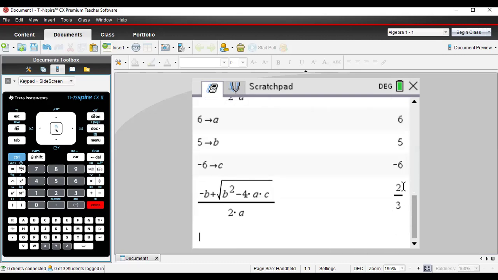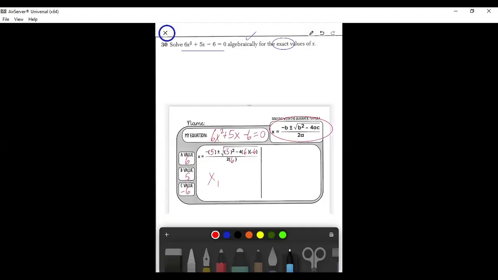Oh, and it gives me a fraction. So this is perfect. Remember, it doesn't want any decimals. And this isn't a decimal, this is a fraction. This is one of the greatest things about this calculator: if it's able to be written as a fraction, when I use this, it's going to write it as a fraction. So one of my zeros, or my solutions, is going to be 2/3.